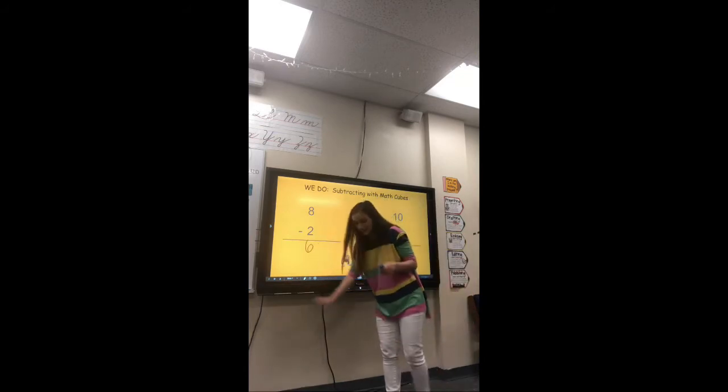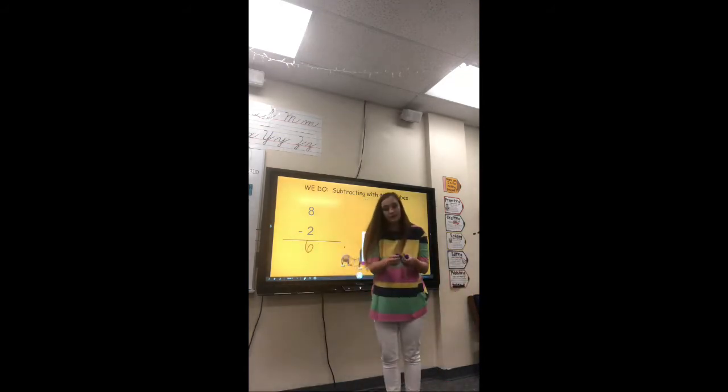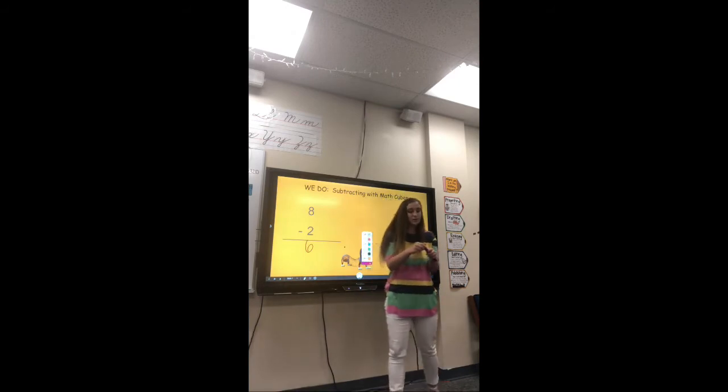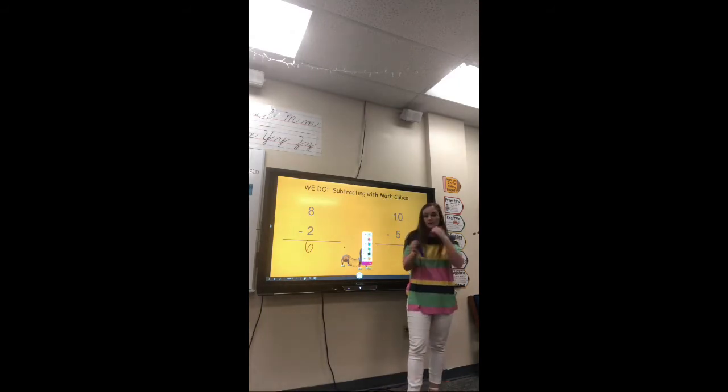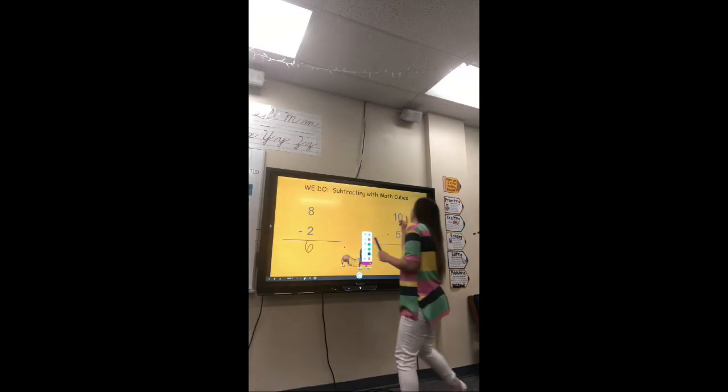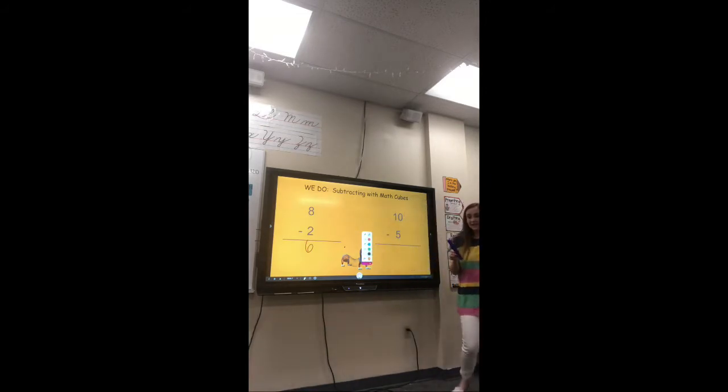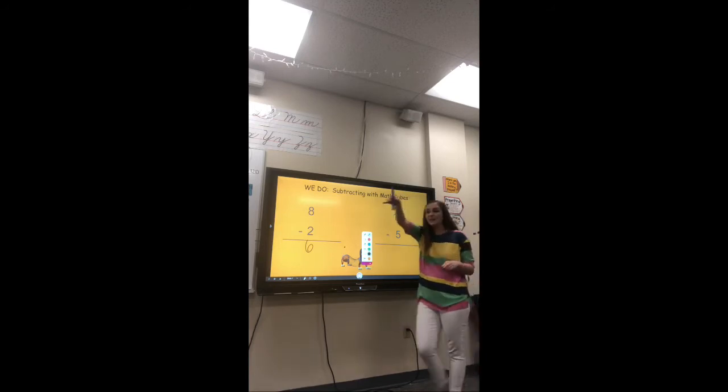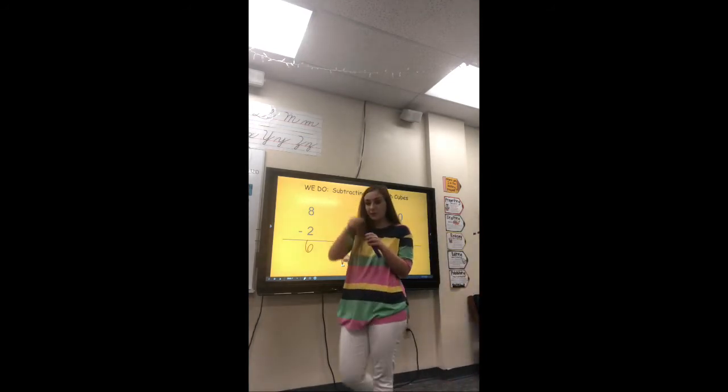Very good. So go ahead and put all your blocks back together, just like we did with addition, so now we have a clean slate. All right, our next problem is 10 minus 5. I did it again. 10 minus 5. So you already know you have 10 because you already counted them. So go ahead and take away 5 of those blocks. Take away 5.